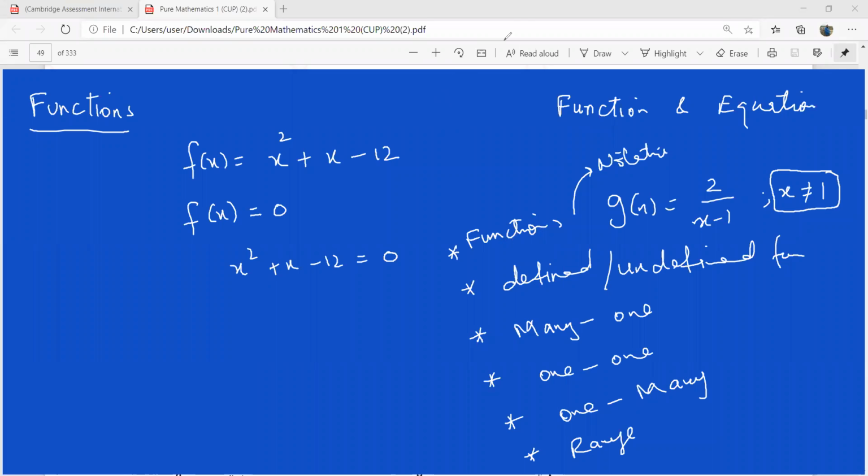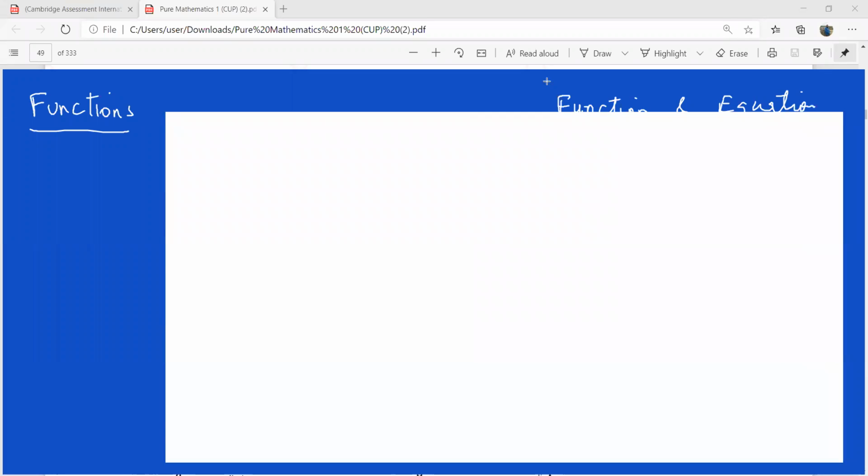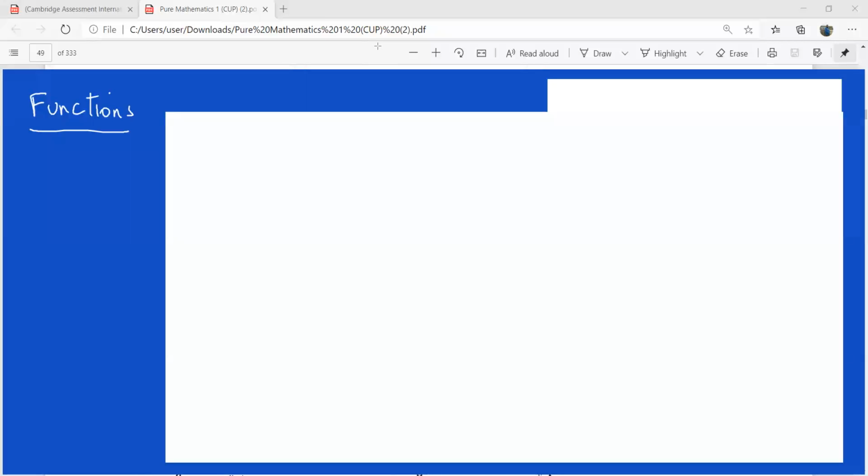Now first of all, the functions notation. You must see this, and then I'll be going into the next targets.